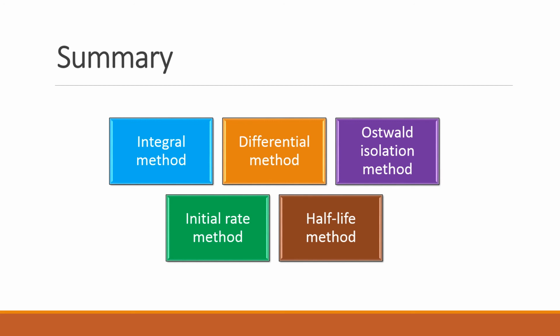Ostwald isolation method and initial rate methods are used when more than one reactants are involved. Half-life method is used when only one reactant is used. So the above methods are used for analyzing kinetic data.